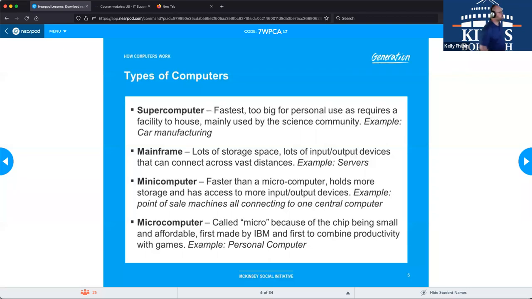So, four basic types of computers that we need to be aware of in a general sense. First is the supercomputer, which tends to be the fastest, too big for personal use, requires a facility to house it, like IBM's Big Blue, one of the more famous ones around. Mainly used by the scientific community, like geophysicists who will use it to create global models for climate, stuff like that. They can do massive computations that we couldn't even imagine doing on a regular size computer. Also, they can be used in manufacturing, in the automation of those processes.